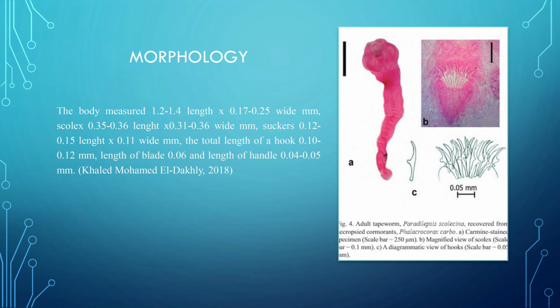The body measures 1.2 to 1.4 millimeters in length and 0.17 to 0.21 millimeters wide. The scolex is 0.35 to 0.36 millimeters long and 0.31 to 0.36 millimeters wide. The sucker of Paradilepsis is 0.12 to 0.15 millimeters long and 0.11 millimeters wide. The total length of a hook is 0.10 to 0.12 millimeters. The length of the blade is 0.06 and the length of the handle is 0.04 to 0.05 millimeters.